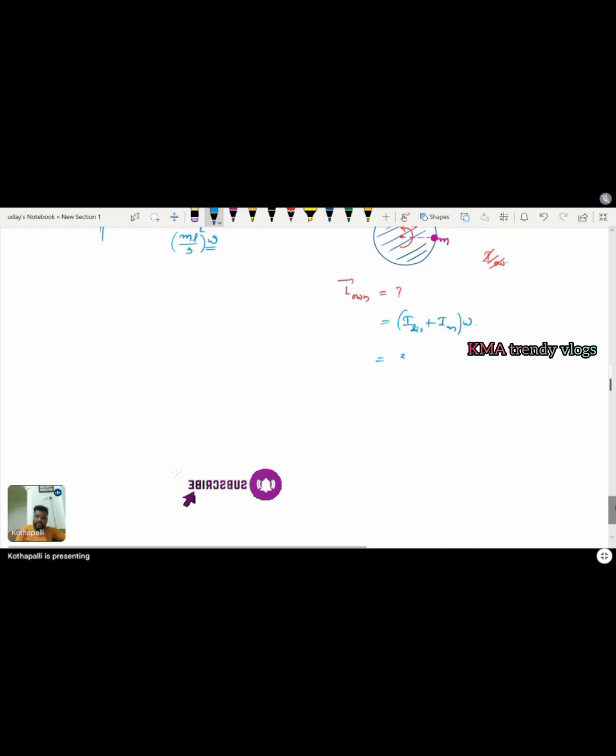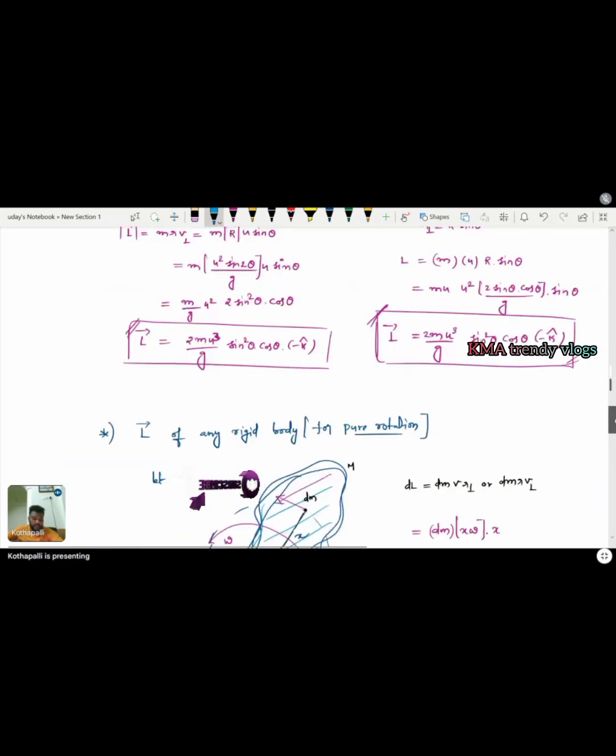So the disk moment of inertia is 3m into r square by 2, plus the point mass is on the edge. From here it appears to rotate like this, which means the distance from the axis of rotation is r. So it will be m r square into omega. Then what will it be? 5 by 2 m r square into omega. Got it? Okay, so this is the way you need to apply the angular momentum calculation for any point mass system or rigid body.